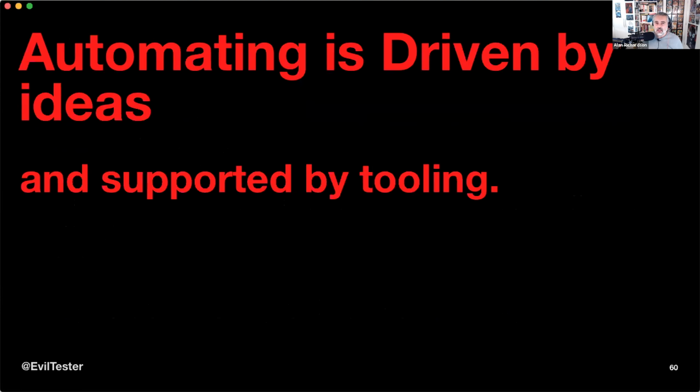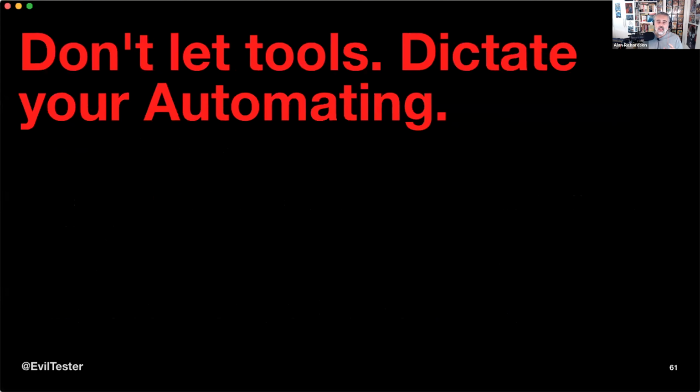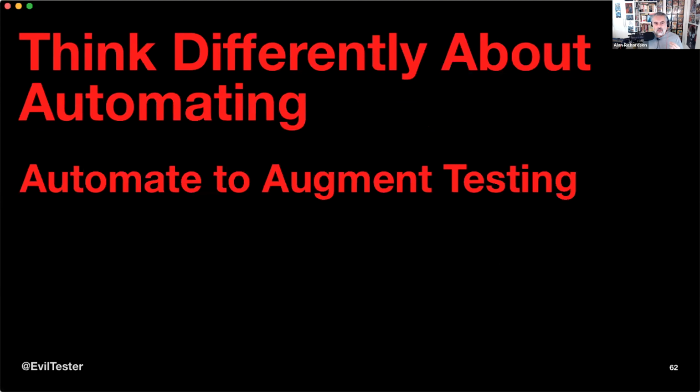And then it gets supported by tooling. What we don't want is for tools to dictate. What we don't want is the standard structures that we use for testing to dictate what we automate and how we automate. So when I talk about thinking differently about automating, what I'm really talking about is thinking about automating, having as many models and abstraction layers as we can, and keeping in mind that we're automating to help us test better.